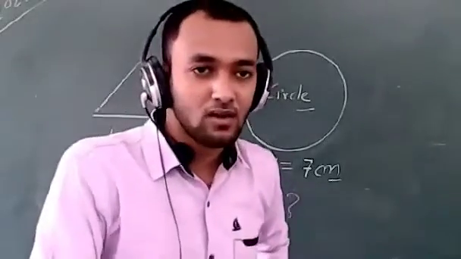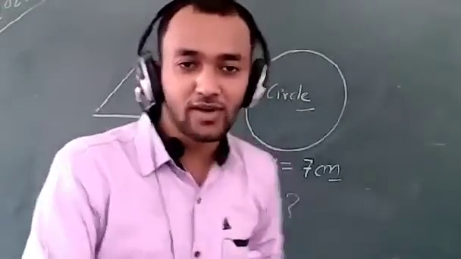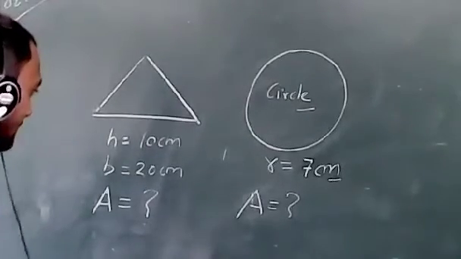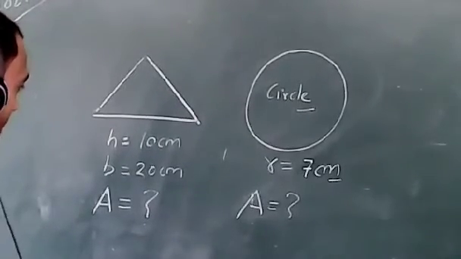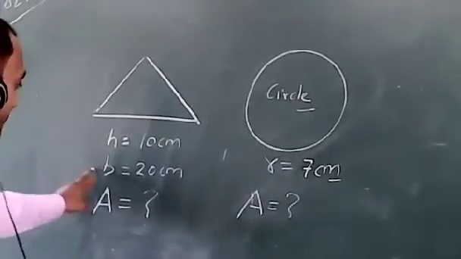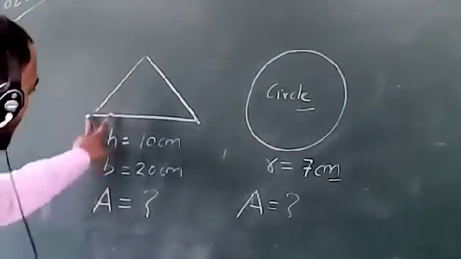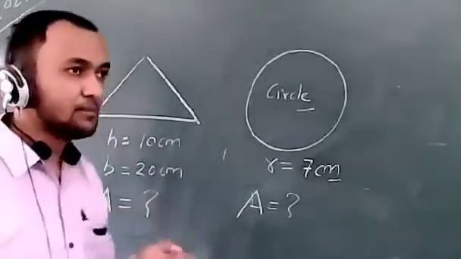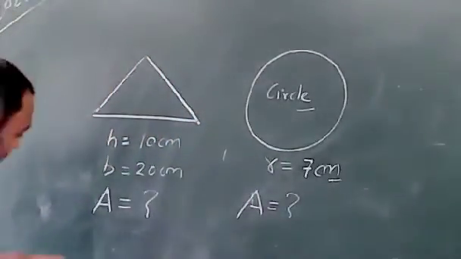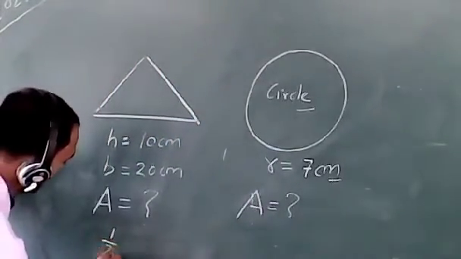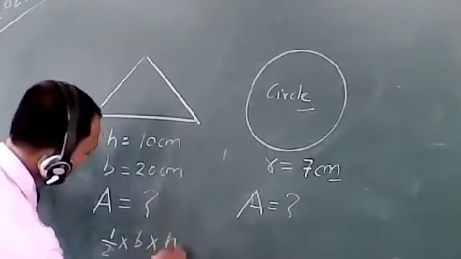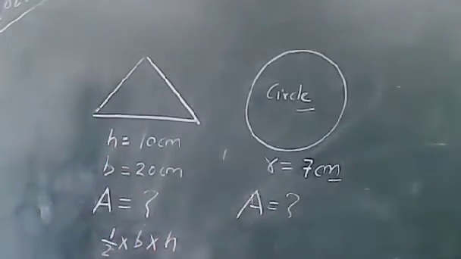Yes, sir. What is the formula for the area of a triangle? Sir, 1/2 multiply breadth multiply height. Not breadth, it will be base. So keep in mind, you will say the base of a triangle, not breadth. Breadth is in a rectangle. Okay. You have told the formula, 1/2 into base into height. So what will be the area of this triangle?